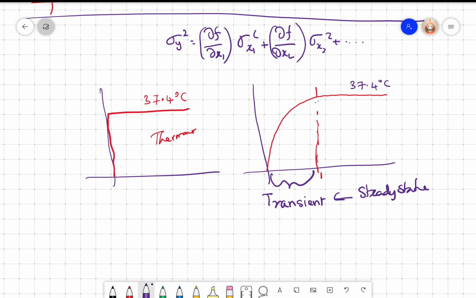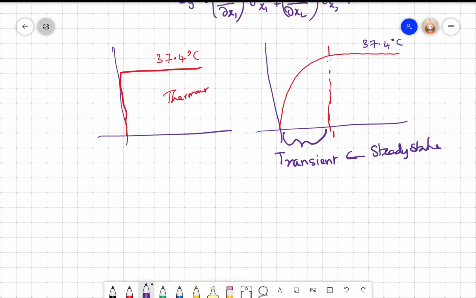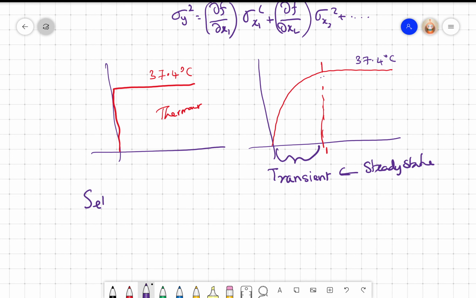We will see that if I really start using mathematics, it may not be possible to get the final value for a very, very long time, right? So we define settling time. It is also called the response time. Sometimes we call this latency, delay, all means the same thing, okay?